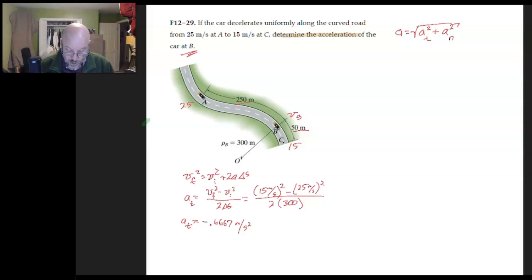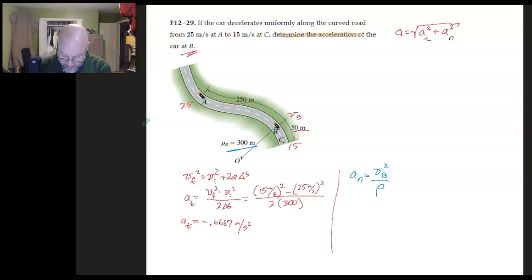Now, in order to get a sub n, we need v squared at B over rho. We know the value of rho, it's just 300. What we don't know is v_B. But what we can do is use that constant acceleration equation again to help us out here.